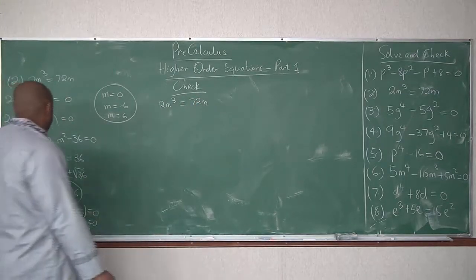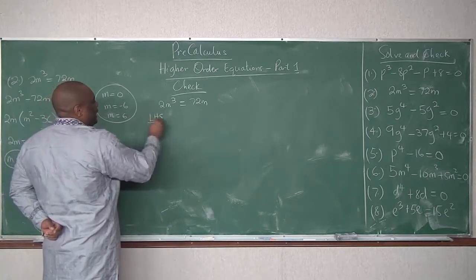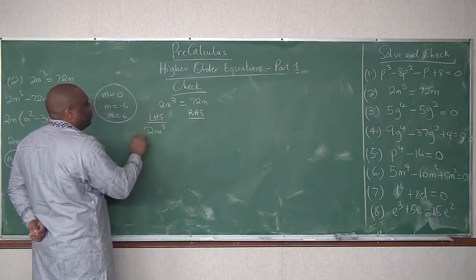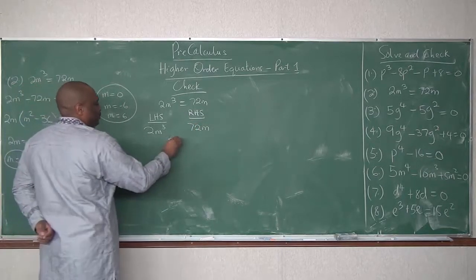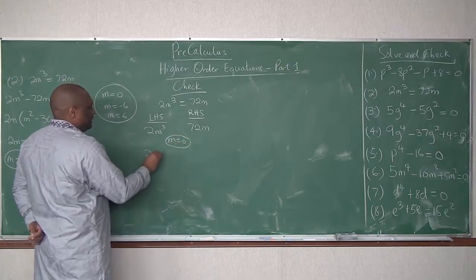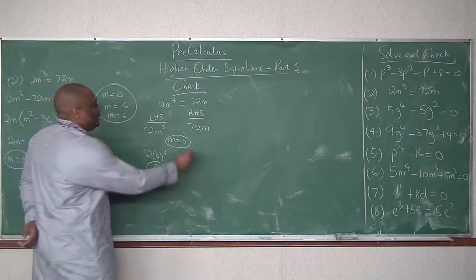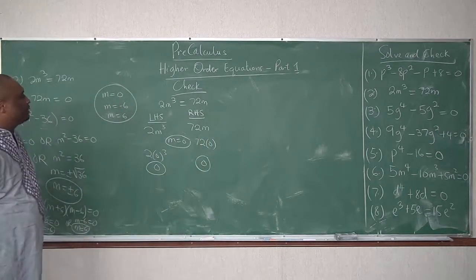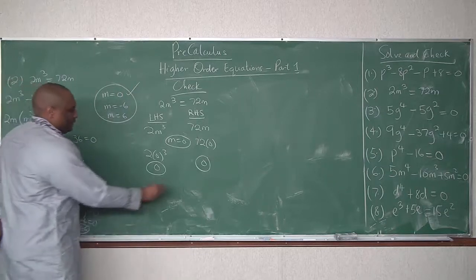Right? So we now write the left hand side and right hand side. Left hand side is 2m cubed. Right hand side is 72m. So we check for m equal to 0. If we do that, we have 2 times 0 cubed. This is 0. And this is 72 times 0. This is 0. So 0, 0. That works. 0 works.